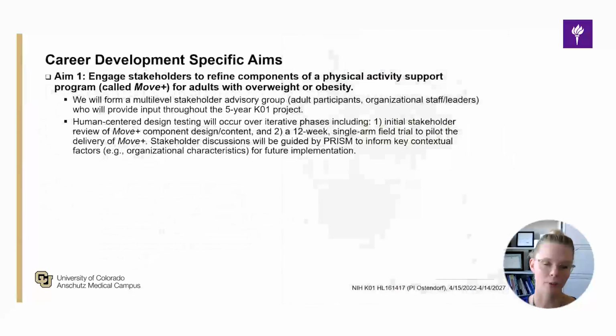And so for my K01, I just put the exact language that I included in the grant, so participants can see how a career development award might look when using MOST. For my first aim, I propose to engage stakeholders to refine components of a physical activity support program called MOVE Plus. That name may be changing, but that's what we're calling it for right now. And it's for adults with overweight or obesity.